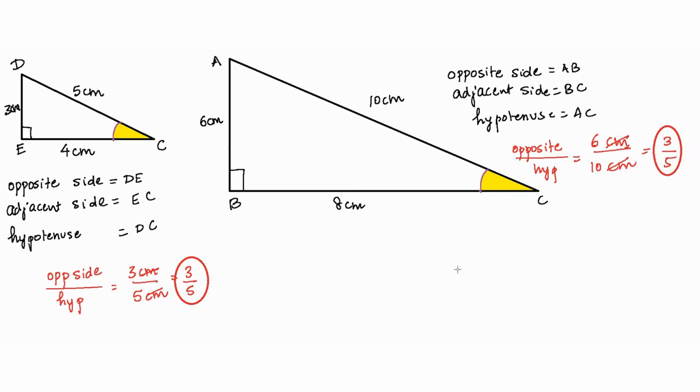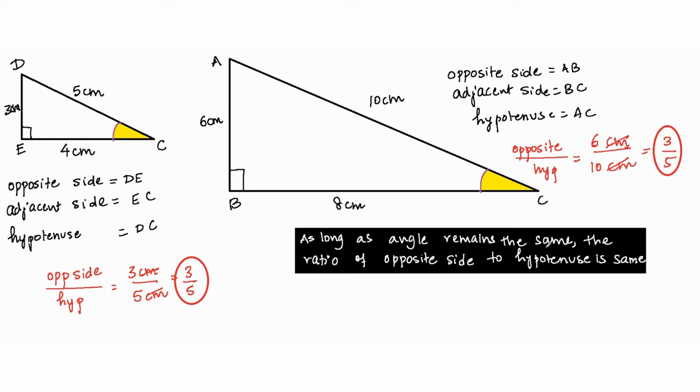So this is a very important conclusion. What it is telling us is, as long as you maintain the angle constant, as long as angle C was being maintained constant, the sides will change, no doubt about it. So the sides of the two triangles are very much different from each other. However, the ratio of the sides will remain the same. So let's note that conclusion over here. As long as the angle remains the same, the ratio of opposite side to the hypotenuse is the same. So in both cases, the ratio was 3:5.